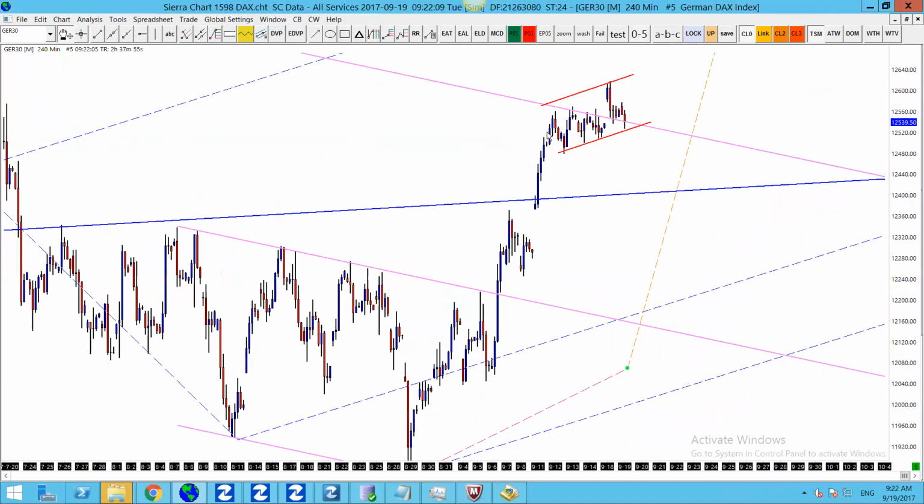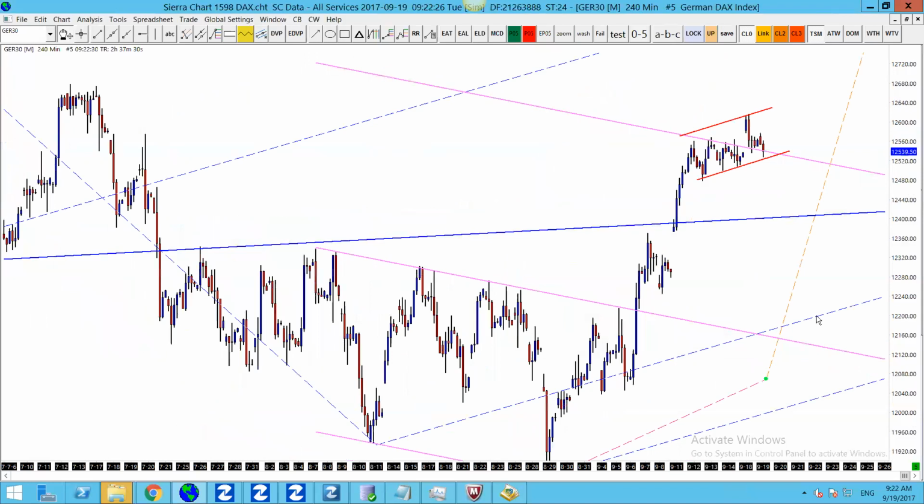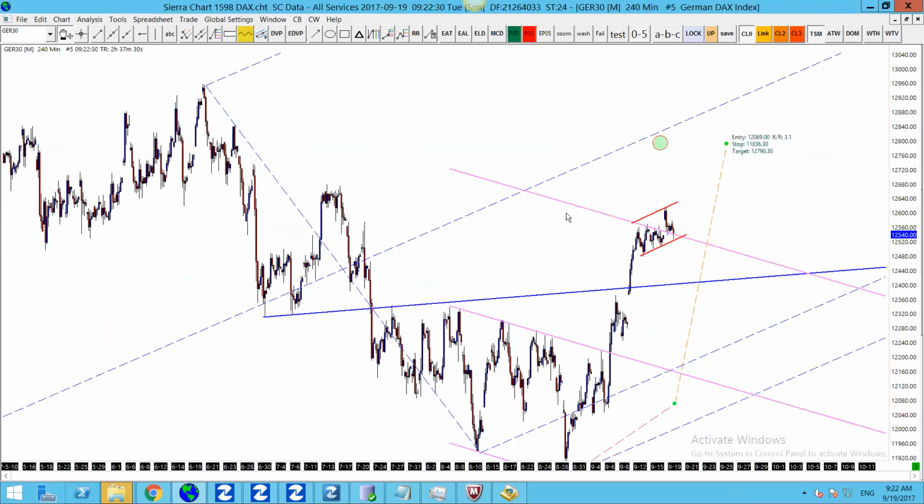But you've got to think, where are buyers going to want to buy, really? Do they want to be buying up here? Probably not, ideally. Would you imagine that large money is going to be buying at this level? No, they'll probably be using this as liquidity to get out of their longs. They're probably more interested in buying at much lower levels. So keep an eye out.